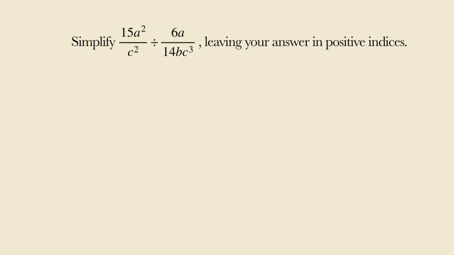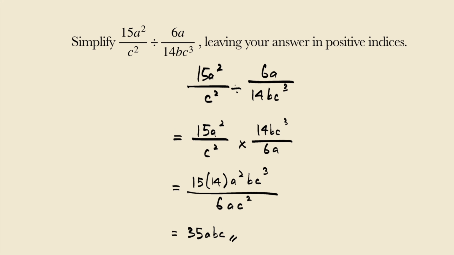Okay, can our life be easier right off the bat? Not really. 15, a squared, c squared. But 6 and 14 are even numbers, so if you want to, you can simplify to 3 and 7. Doesn't matter. Otherwise, the variables can't be simplified. Okay, so we know we've got to change division to times, and we do that by flipping. So that is executed here. 14b cubed goes up. 6a comes down.